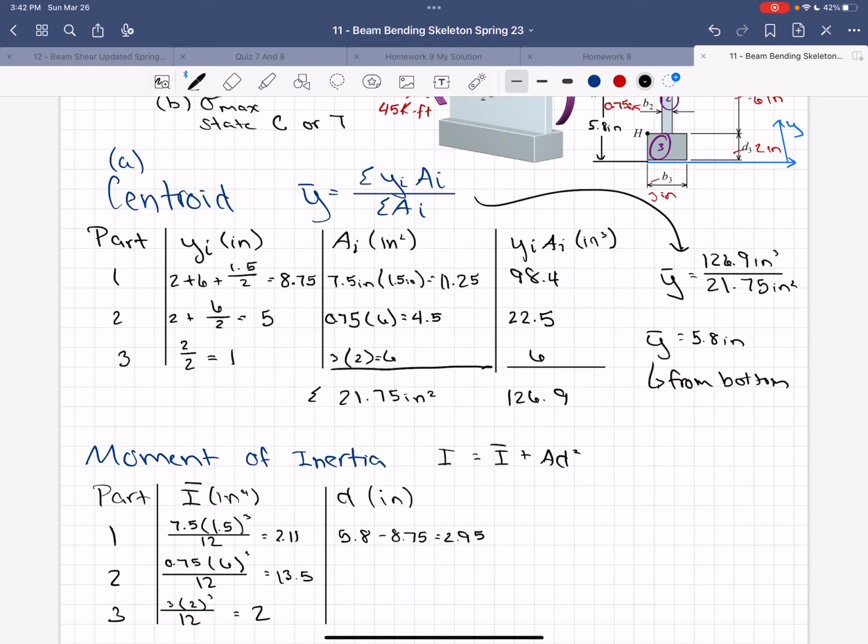Okay, then, again, centroid is 5.8 of the whole thing. The centroid of part 2 is 5. So then we get 0.8 is d2. And then, again, centroid of the whole part is 5.8, minus the centroid of part 3, which is 1. And so we get 4.8.